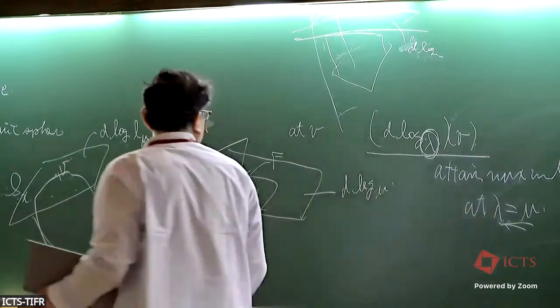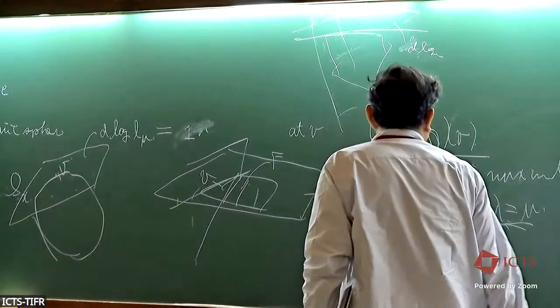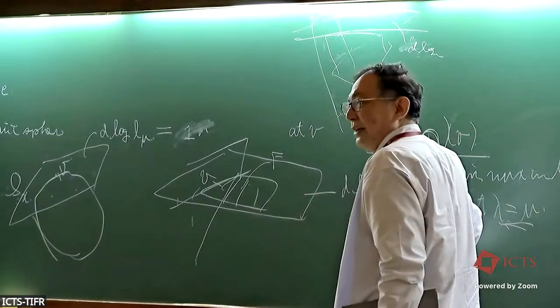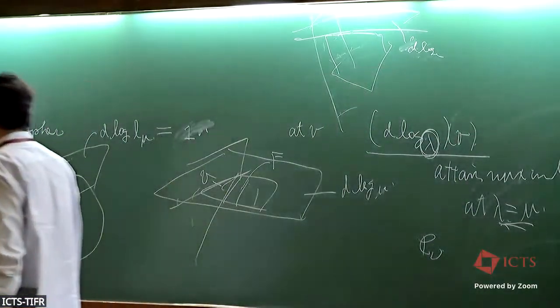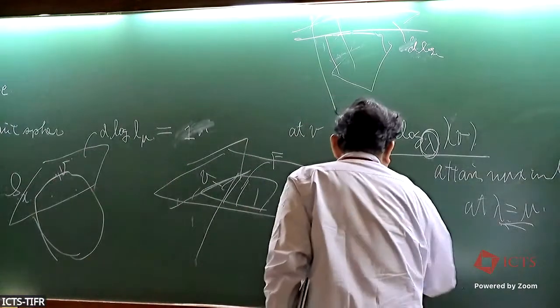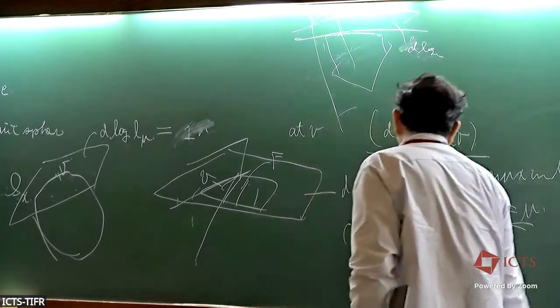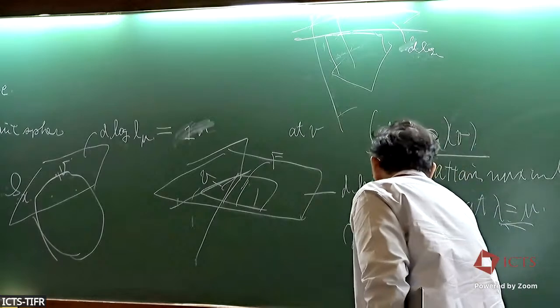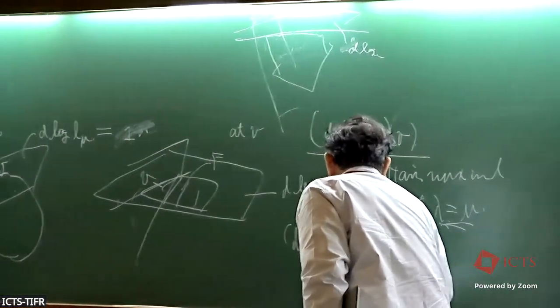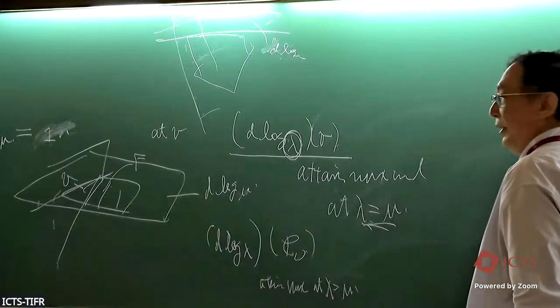And V is also expressed as an algebraic vector by this theorem. So we have the situation where d log lambda E mu attains a maximum at lambda equals mu.